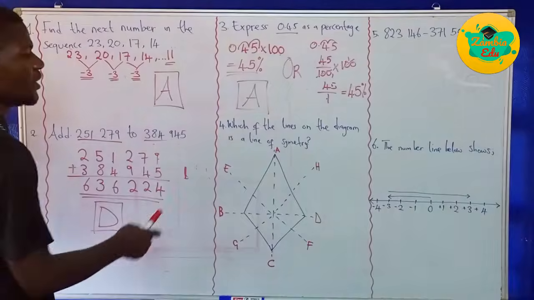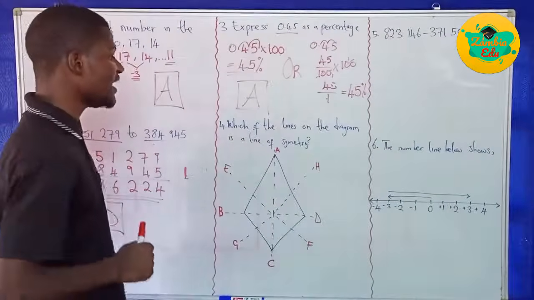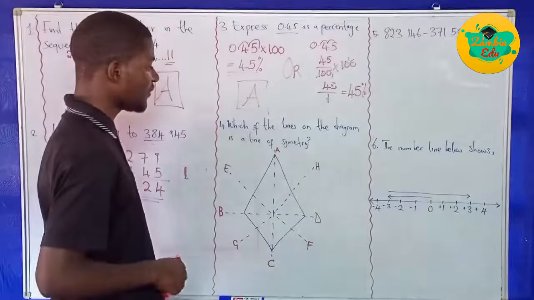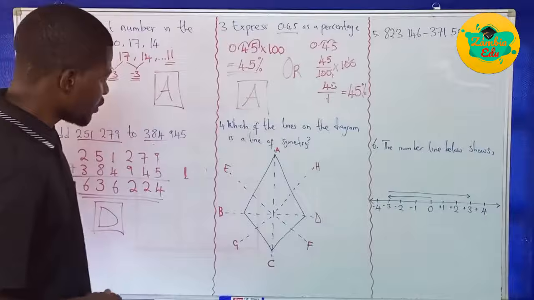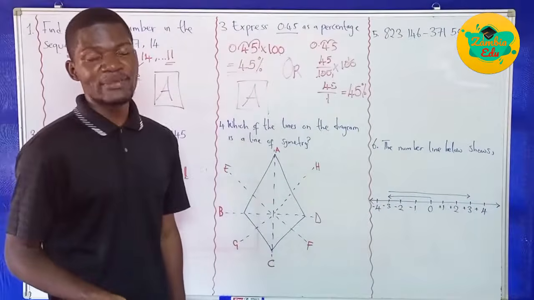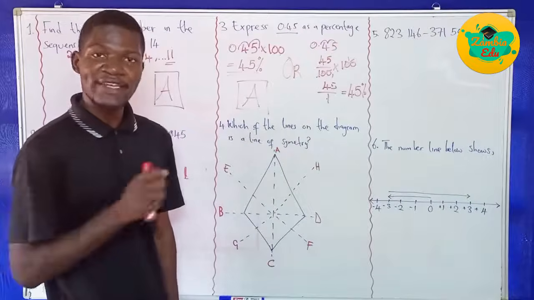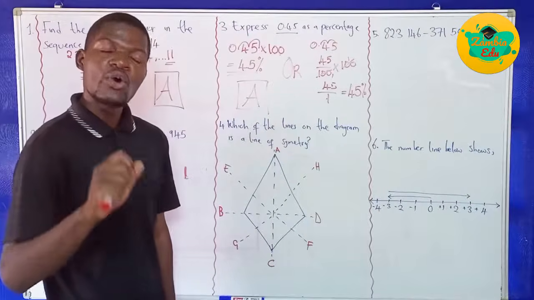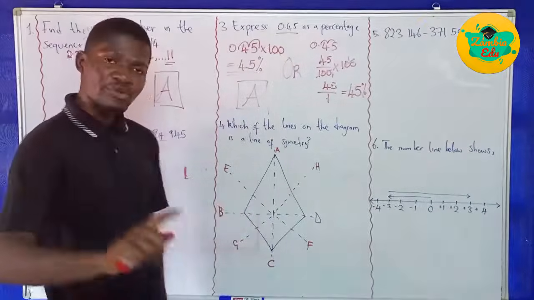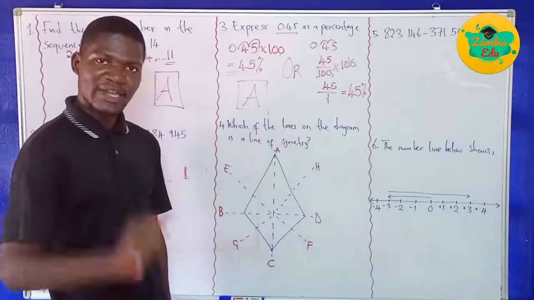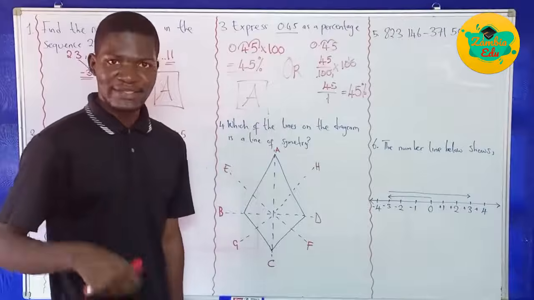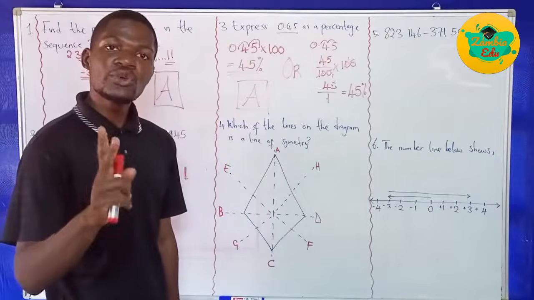Number 4 says, which of the lines on the diagram is a line of symmetry? Before we are able to really identify the line of symmetry, you first have to know what a line of symmetry is. So what is a line of symmetry? A line of symmetry is that line which cuts the given shape into 2 equal parts.